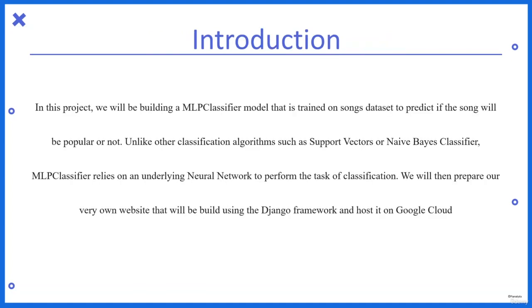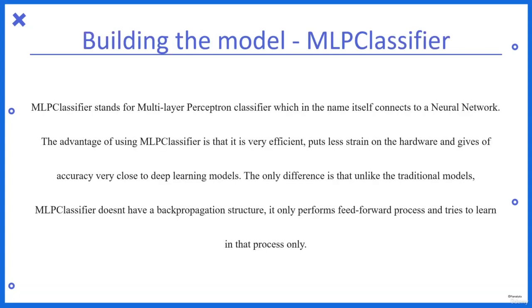So introduction. Now, as I told you, in this project, we will be building the MLP classifier model that is trained on songs dataset to predict if the song is popular or not. Unlike other classification algorithms like support vectors or naive Bayes, MLP classifier relies on an underlying neural network to perform the task of classification. Then we will prepare our website using the Django framework and host it on Google Cloud.